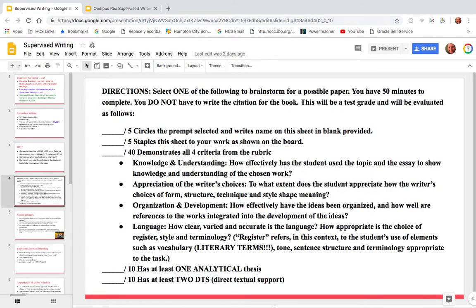So you'll be given a sheet that looks very similar to this. The only difference is you'll have prompts on the top of it. And this is how you are graded. Each of these are worth so many points, and we're going to go over this section individually when we talk about knowledge and understanding, appreciation, writer's choices, organization, development, and language. Please be familiar with this because some of these are very easy to deduct points. So make sure that you read it and understand what you're going to be graded on.